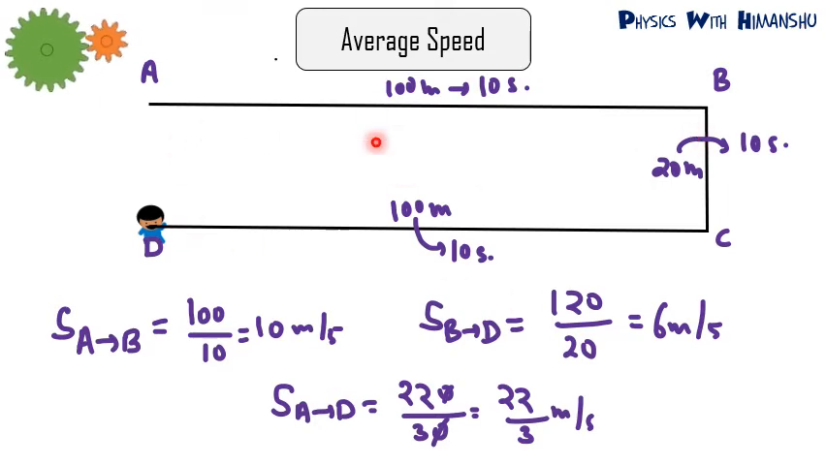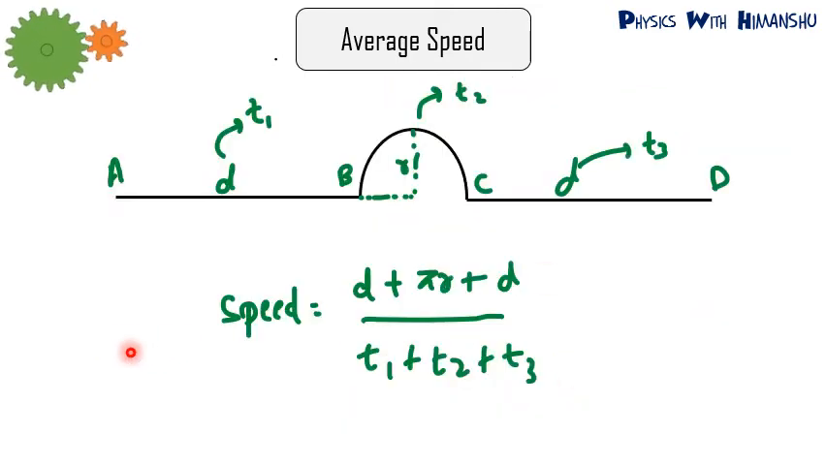So total distance will be 100 plus 100 plus 20, 220, divided by time taken, that is 10 plus 10 plus 10, 30. So 22 by 3 meter per second. This is how you calculate speed. Let's take one more example.